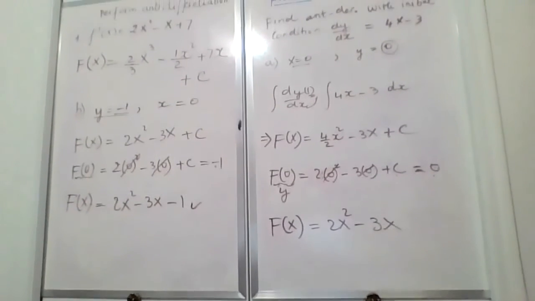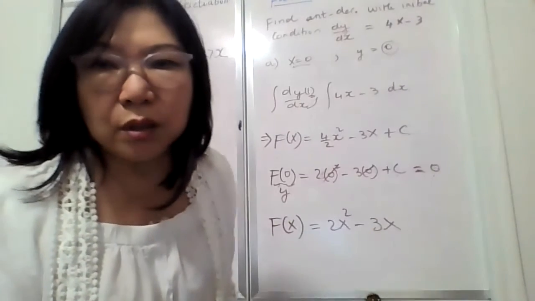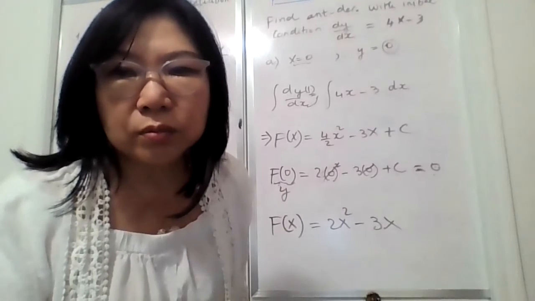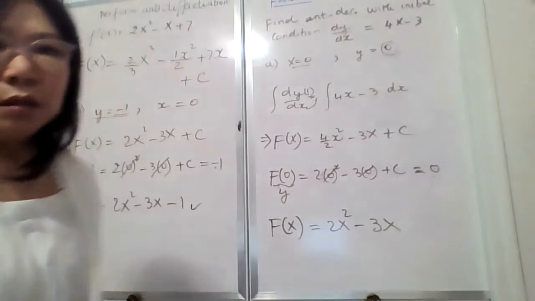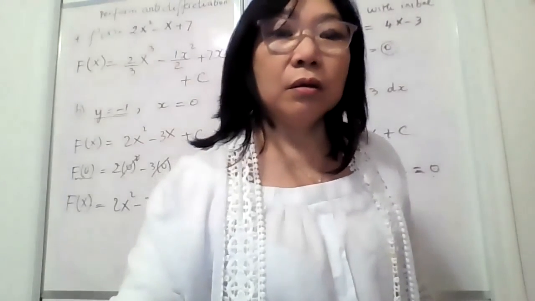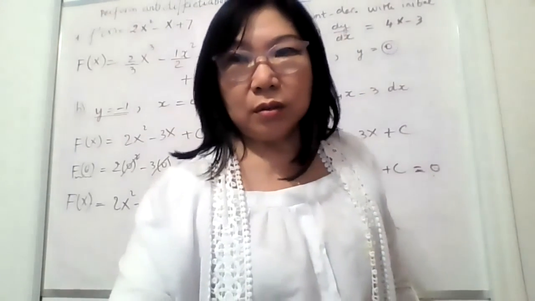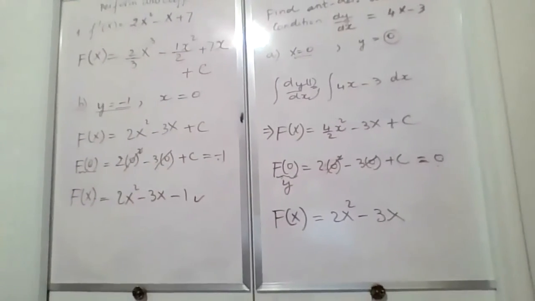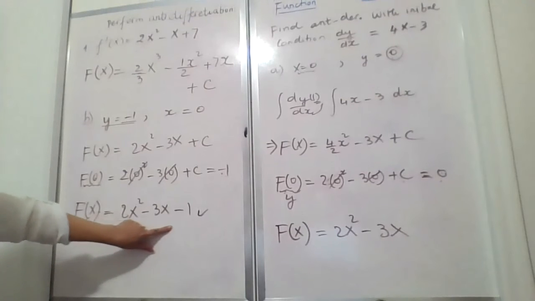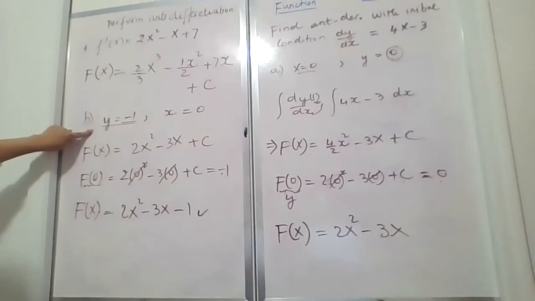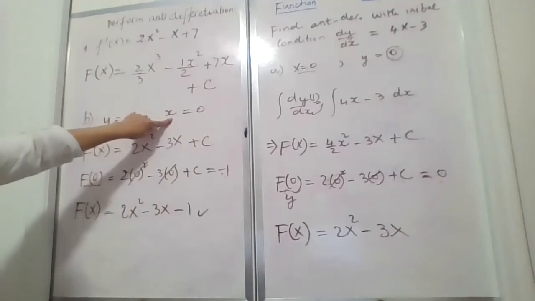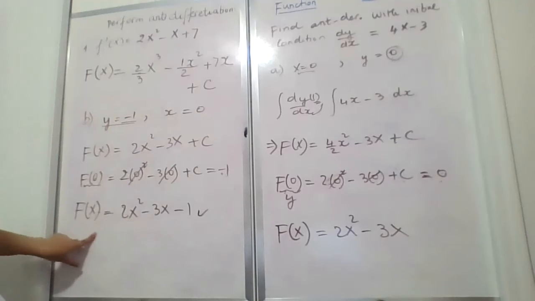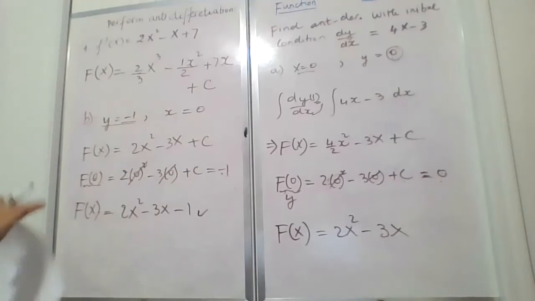I hope you can see it. Sorry about this coming up on my computer. I have to take this off. Okay, so you see it, right? So our original function now, if the question B is given y equals minus 1 and x equals 0, which is the initial condition, then this is the original equation we got, okay?